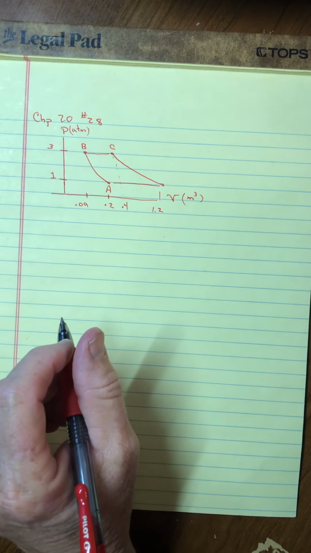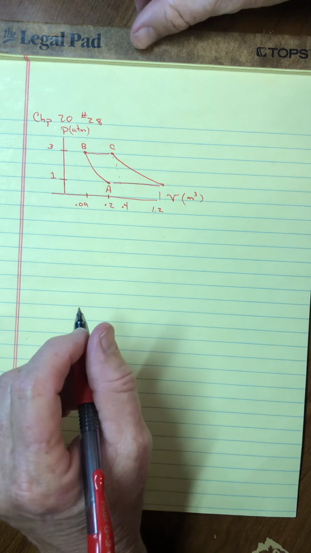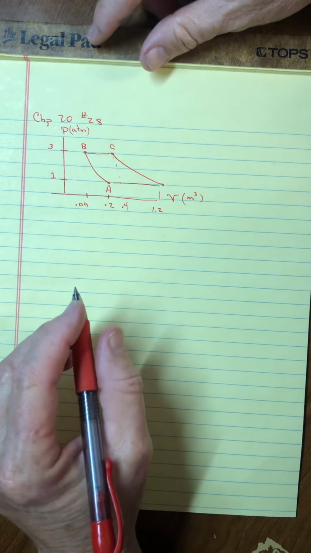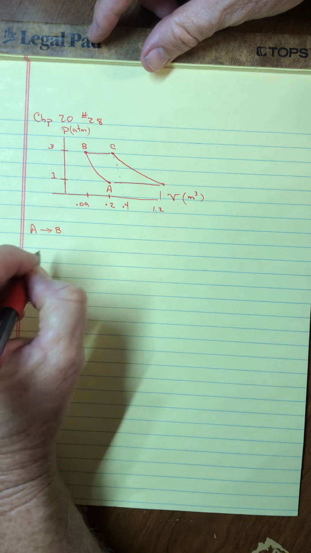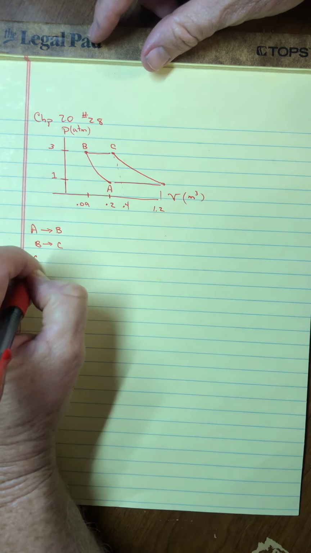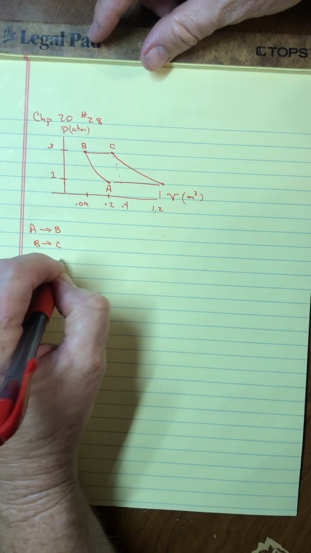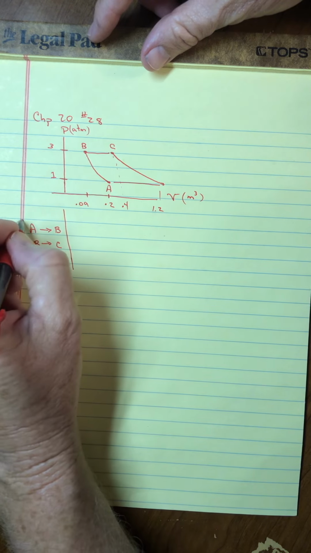It says a sample of an ideal gas goes through a process shown in figure 28. From A to B, the process is adiabatic. All right, let me show you a little tool that I like. I like to just kind of write out the process because from A to B, there's a number of things that can happen.